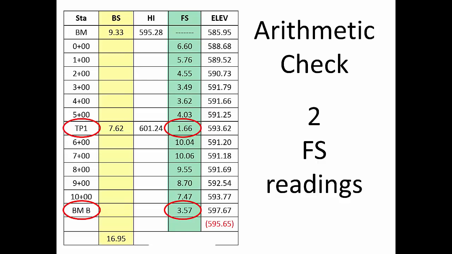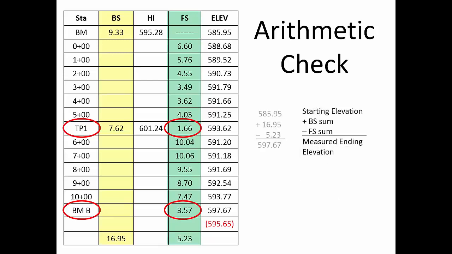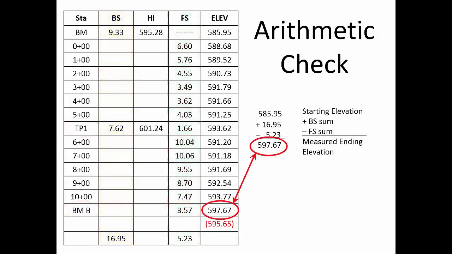Thus, applying this rule, the sum of foresights on our turning point and benchmark is 5.23 feet. Here you can see that our arithmetic check confirms that the closing elevation in the field notes is correct. If these 2 results don't match, then there is an arithmetic blunder that must be found and corrected.